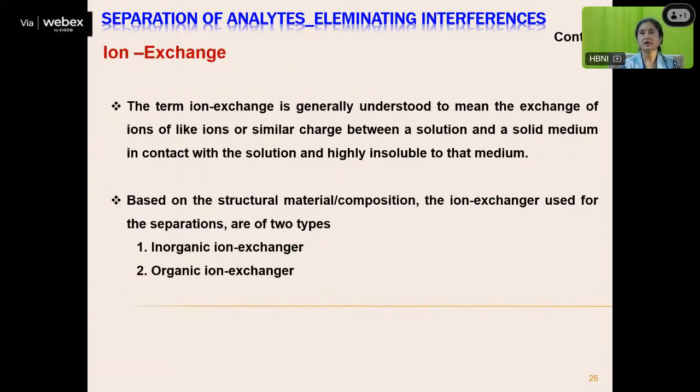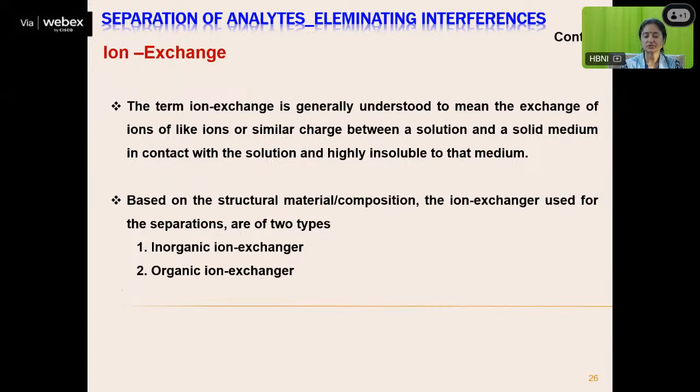Now next, let us see the ion exchange. So what is ion exchange? The term ion exchange is generally understood to mean the exchange of ions, like ions or similar charge, between a solution and a solid medium, in contact with the solution and highly insoluble to that medium.